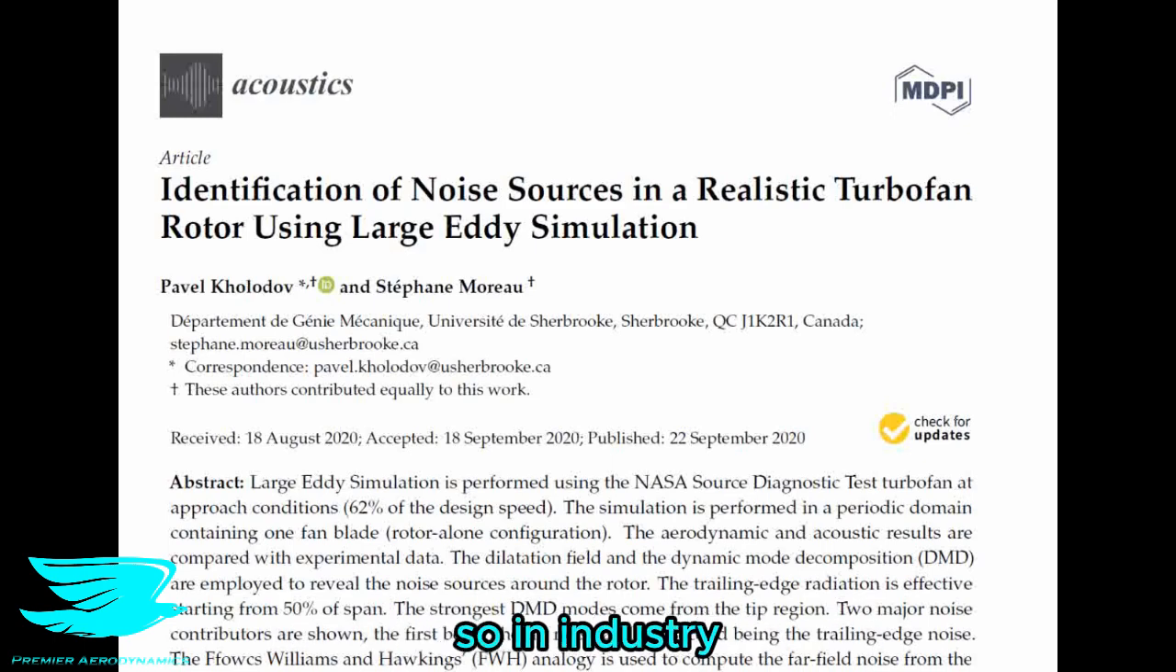So in industry, how we do CFD is that, let's say we want to simulate a golf ball. You look at how many cells you need, and let's say you want to start by looking at 10 million cells.